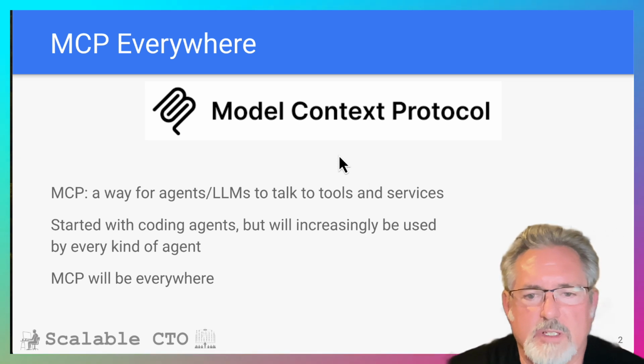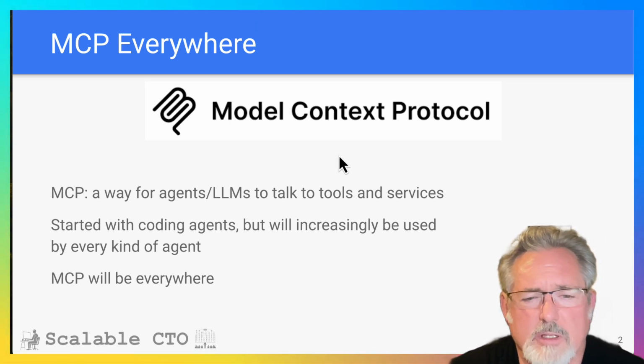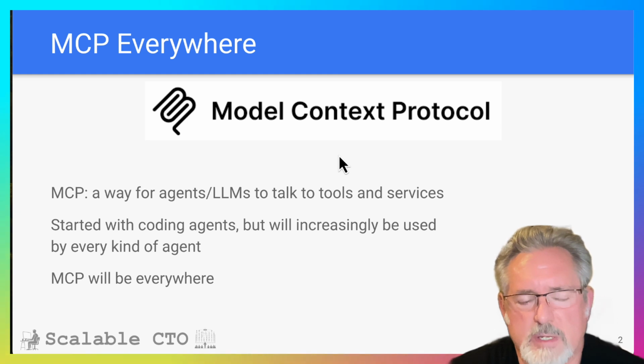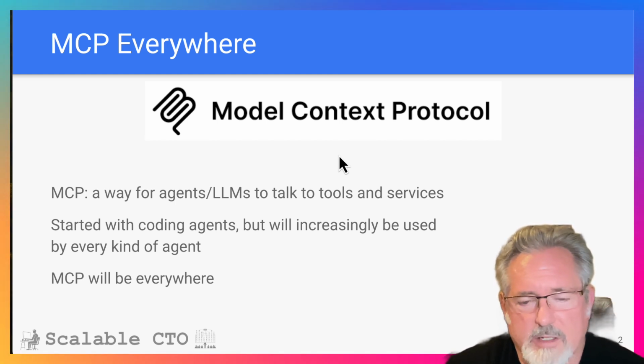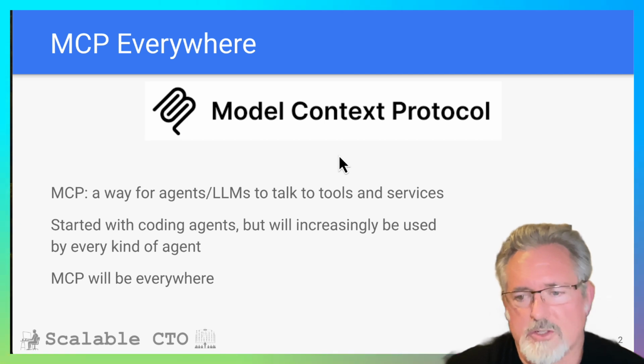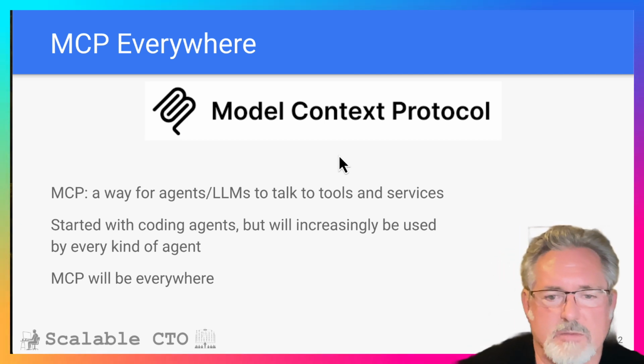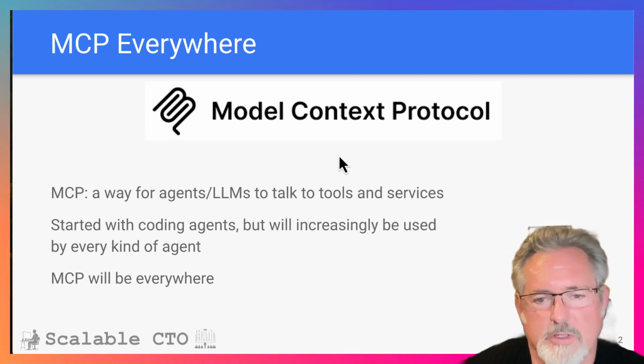So first, let's talk about MCP a little bit. I assume if you've clicked on this, you already know what MCP is, but it's basically the way that all agents and LLMs talk to tools and services. It started with coding agents, but it's increasingly going to be used by every kind of agent to talk to tools and services, and it's just going to be everywhere. It's just gone crazy in the last 6 months, and it seems pretty clear, for better or worse, that this is the way we're going to do this.